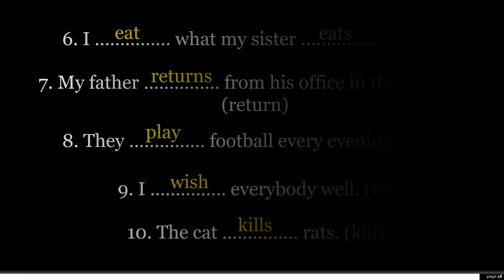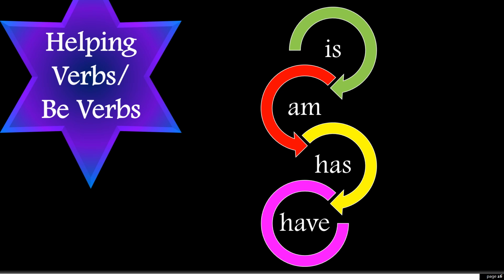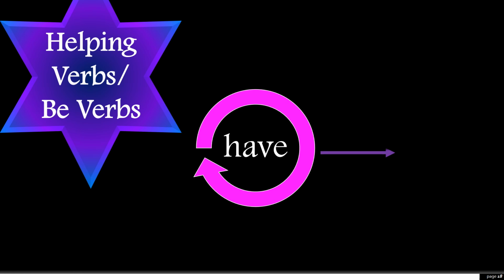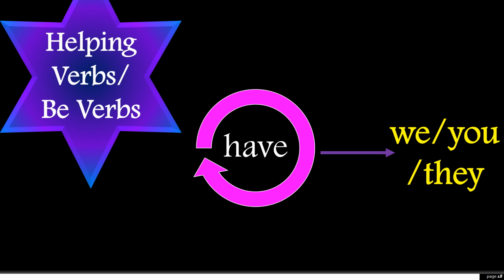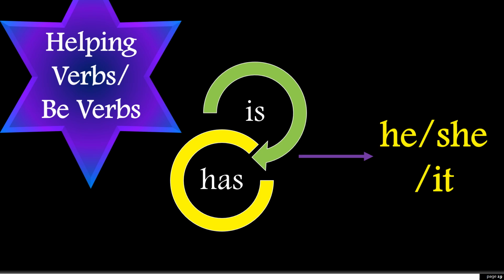In simple present tense, children, we use helping verbs or be verbs like is, am, are, has and have. So we use am or have with I, and we use are or have with we, you and they, and we use is or has with he, she or it. Understood? Now let us fill in the blanks with is, am or are.